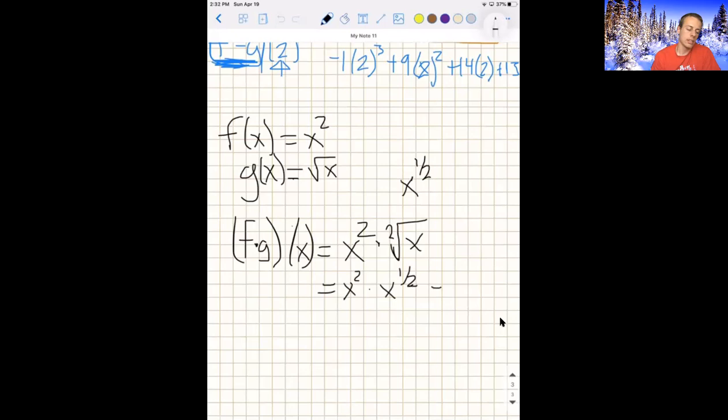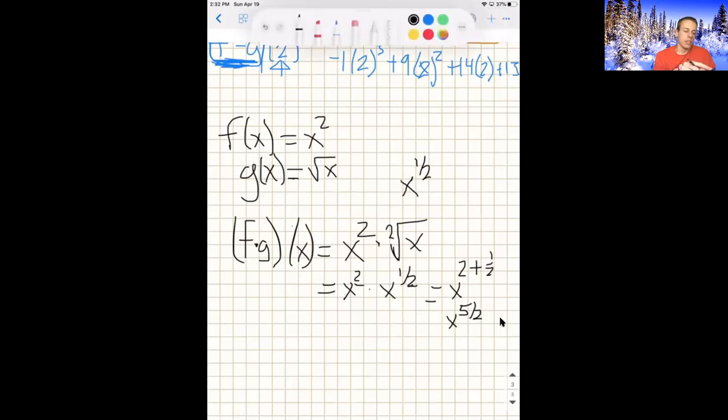Well, in that case, all you have to do is just add your powers. So we have x to the 2 plus 1/2, or 2.5, really x to the 5/2. Okay. So that's just how you do a little bit of multiplication. Let's take a look at a little bit simple example.